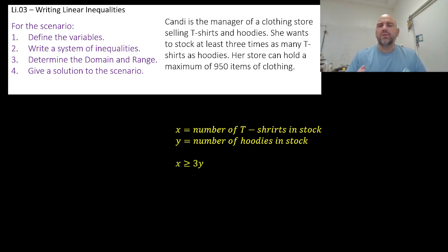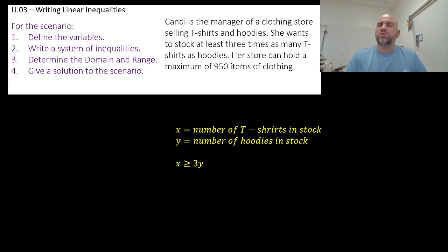If we multiply the number of hoodies by 3, that number will still be less than or equal to the number of t-shirts that are in stock. So this is how we have to think through it. We're always having to multiply that one number by the number of times, okay? And we're going to multiply the smaller one by that to come up with the comparison.